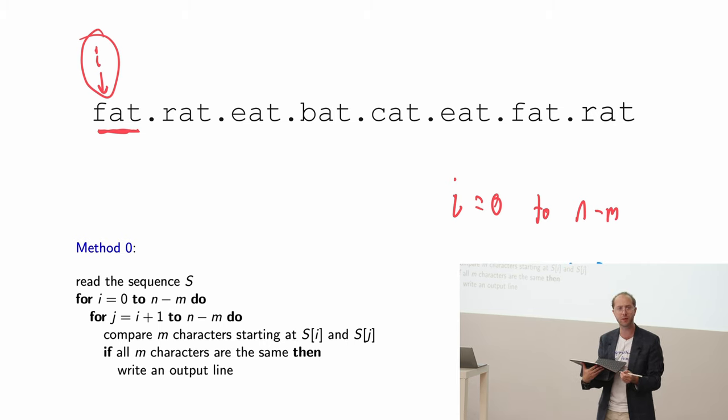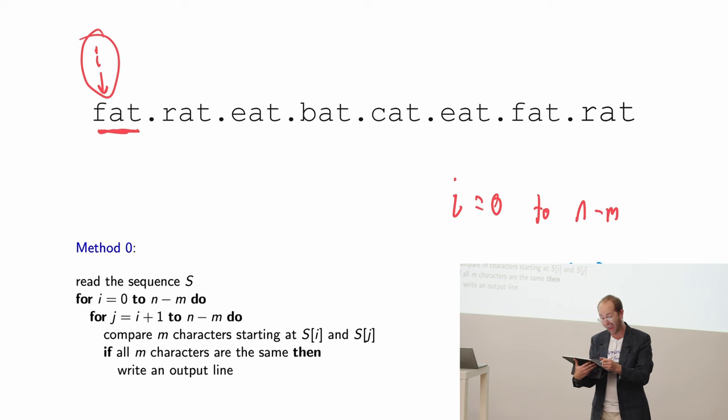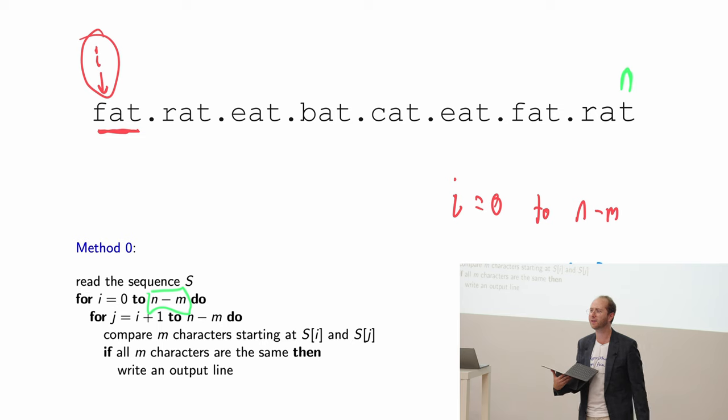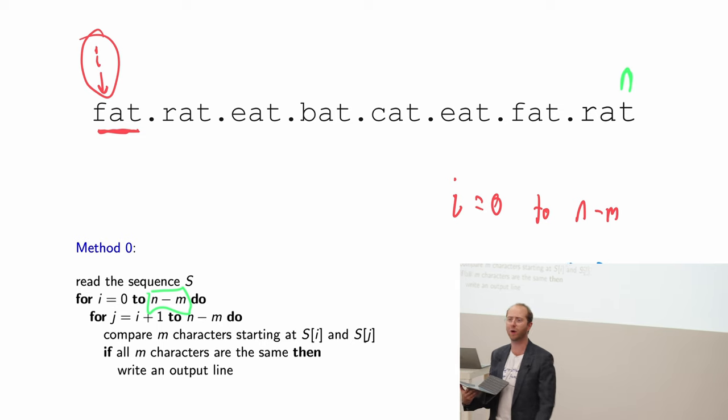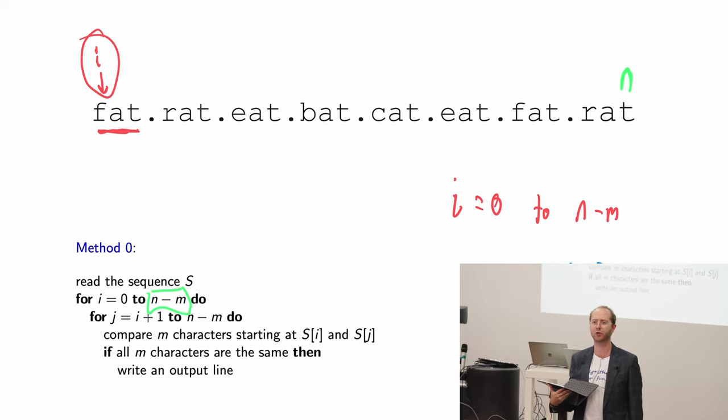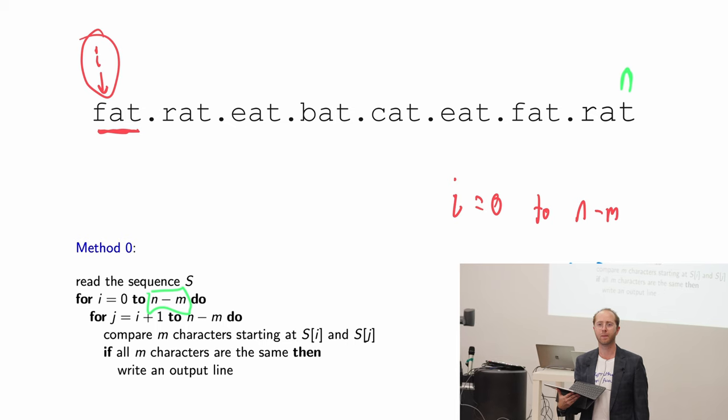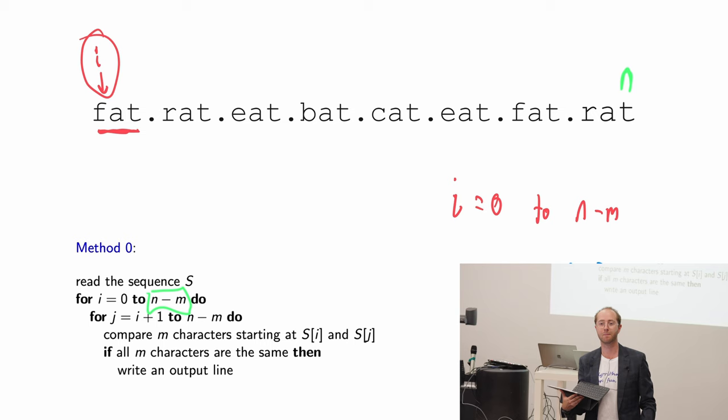So we already have a question. We notice that our loop doesn't go from i to the end of the string, and we'll call the end of the string n. So let's make that n over here. We see in our loop condition that i actually only goes to n minus m. Does anyone have an idea of why this might be? Why don't we let i go all the way to the end of the string? Yes, and what was your name? Eugene.